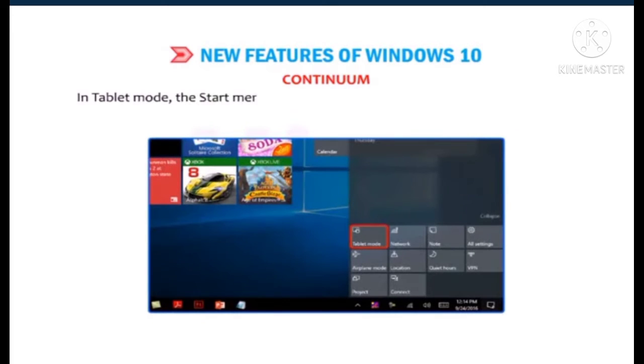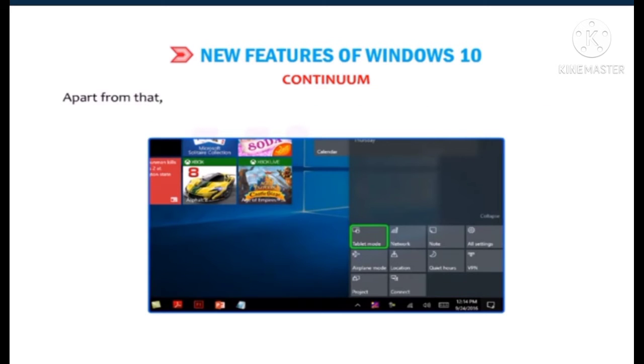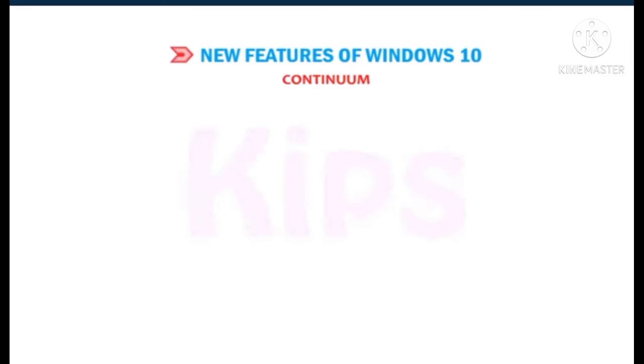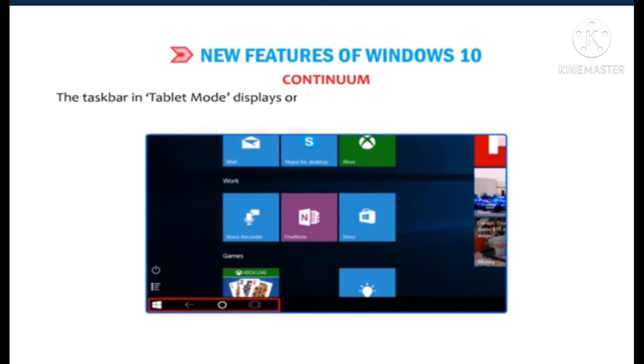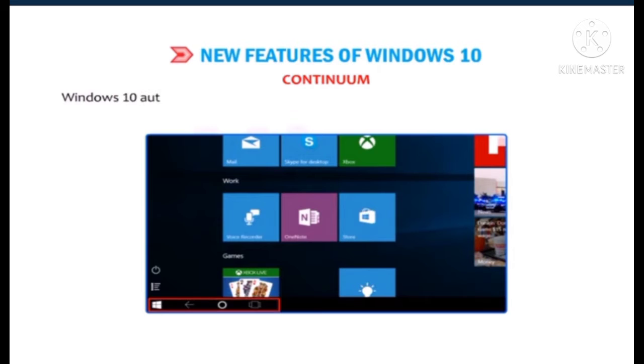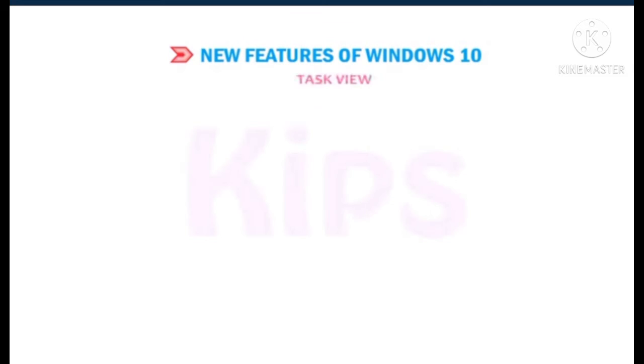In the tablet mode, the start menu opens full screen along with the currently active window, if any. Apart from that, the tablet mode maximizes all the apps, removes your taskbar icons and leaves only essential notification tray items. The taskbar in tablet mode displays only the start button, back arrow, search icon and the task view button. Windows 10 automatically changes to this mode if it detects that there is no keyboard attached.